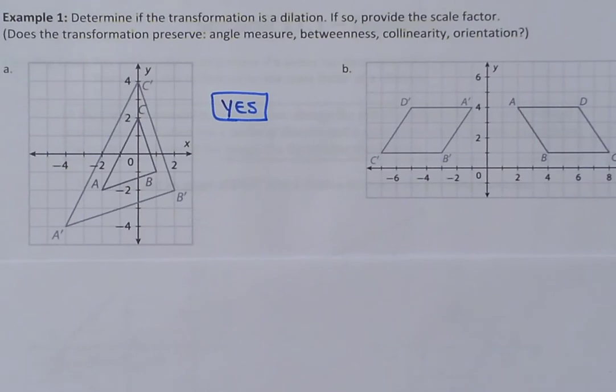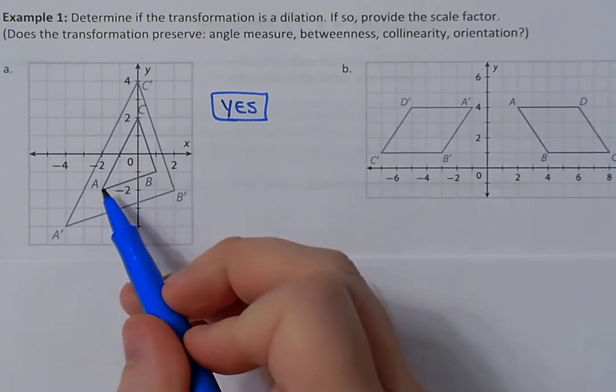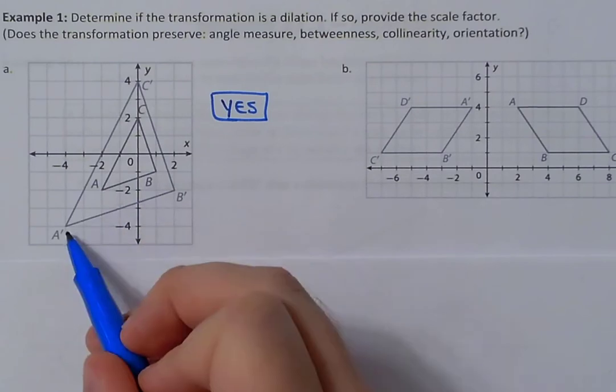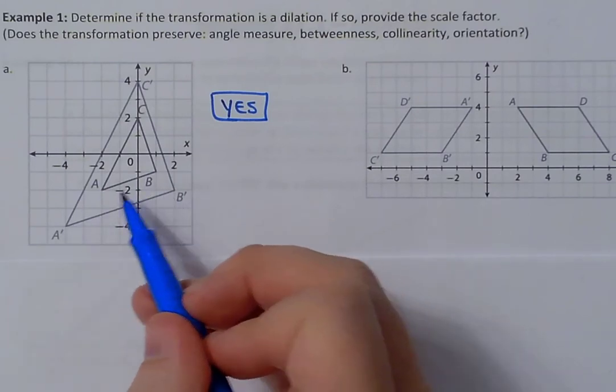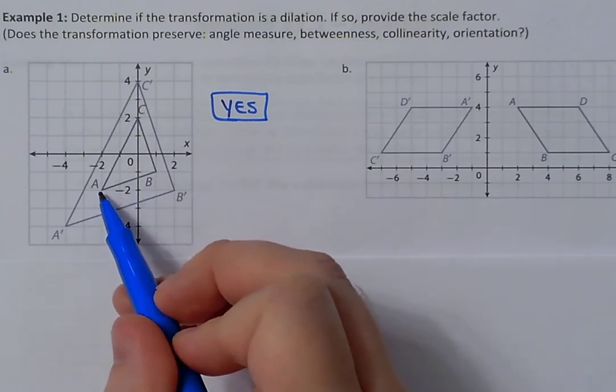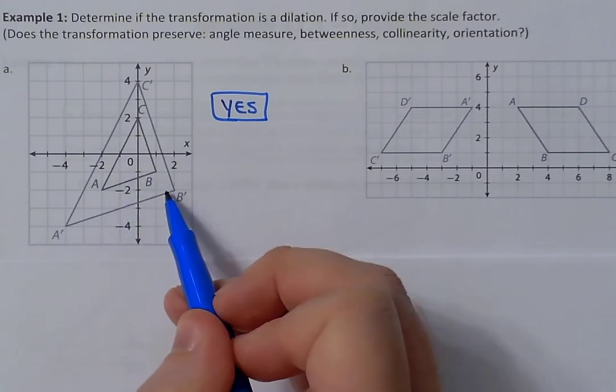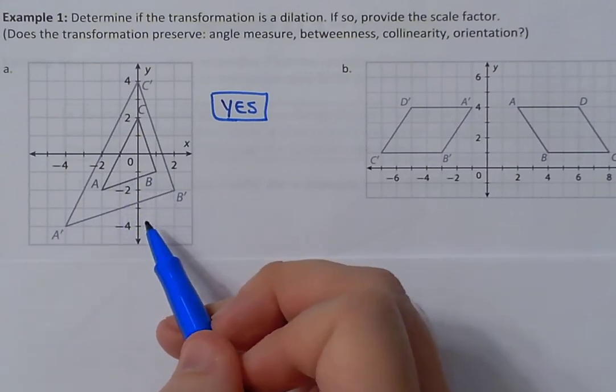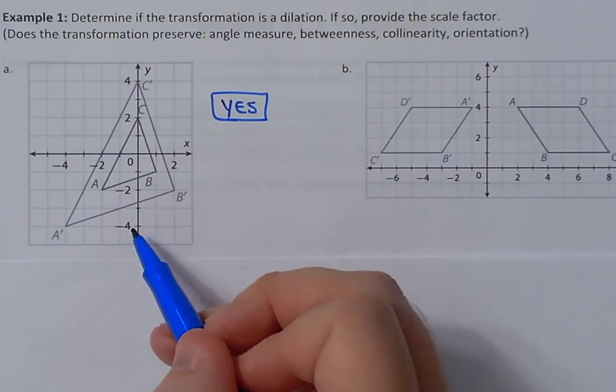So the next thing we need to do is figure out the scale factor. Now there's a couple of ways we can figure out the scale factor. The first way is you could use the distance formula. That's the square root of x2 minus x1 squared plus y2 minus y1 squared. So you would choose a side length like AB and then A prime B prime. You have to find the distance for AB and then A prime B prime, and then you would set up a fraction.